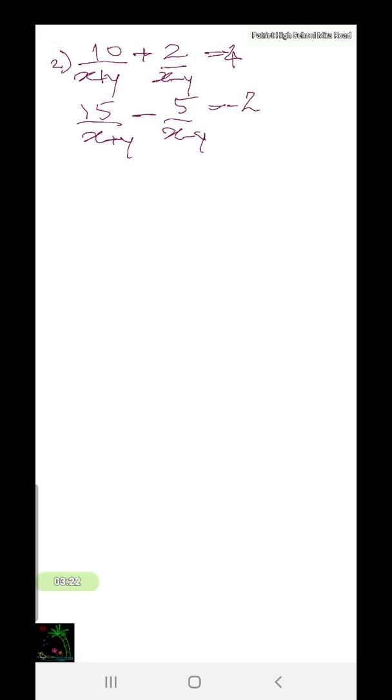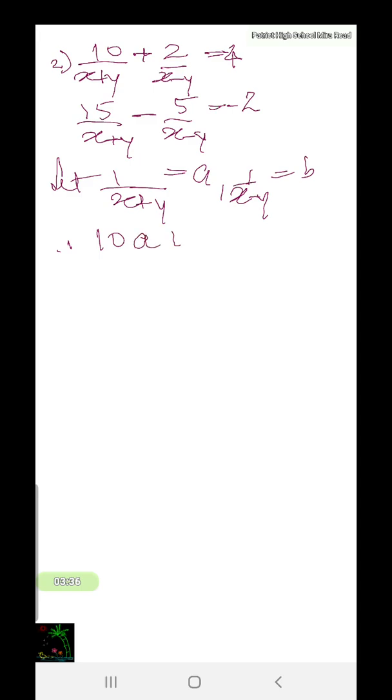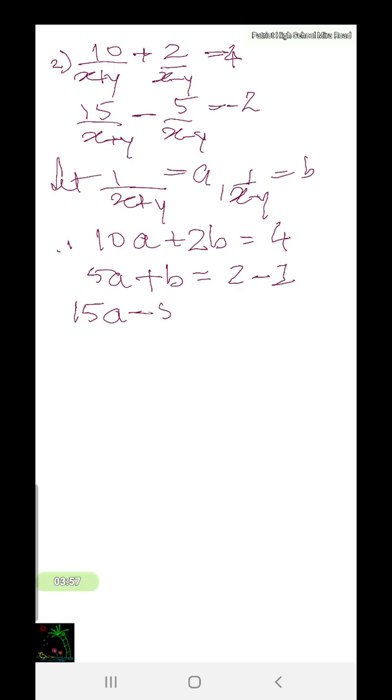Let 1 upon x plus y is equal to a, 1 upon x minus y is equal to b. Therefore the new set of equations will be 10a plus 2b is equal to 4, or 5a plus b is equal to 2. This is our first equation. The second equation will be 15a minus 5b is equal to minus 2. This is our second equation.